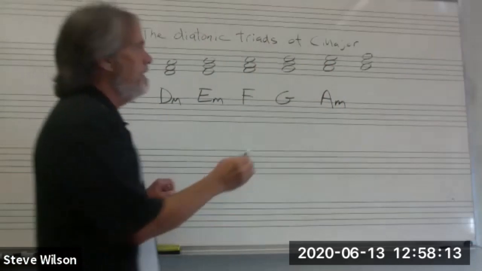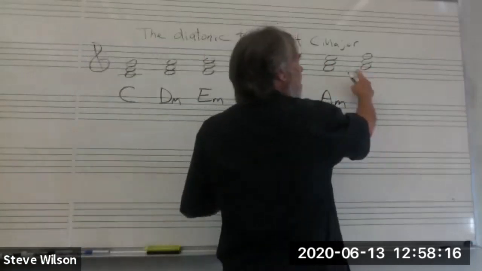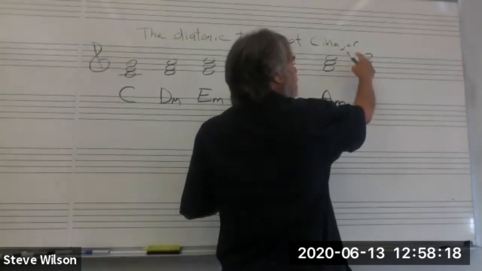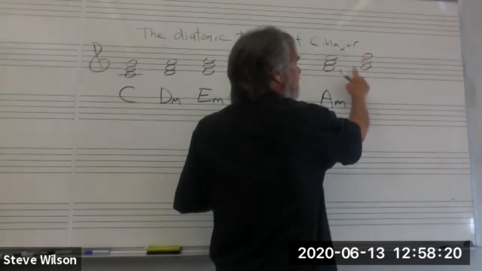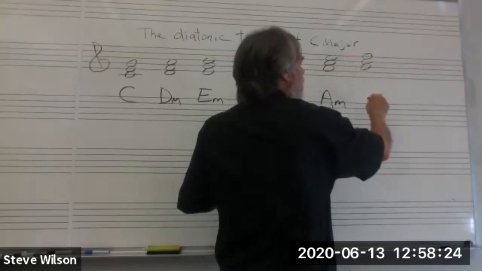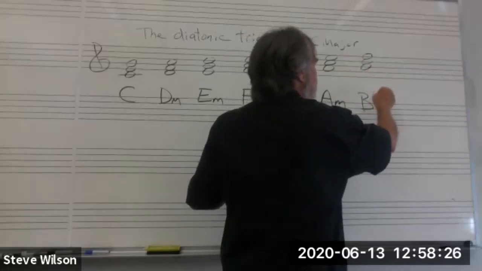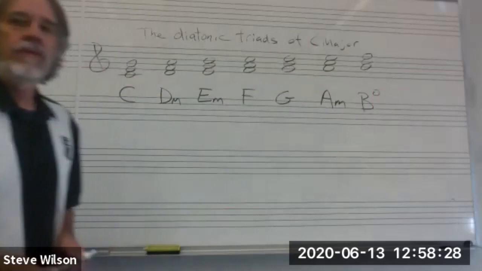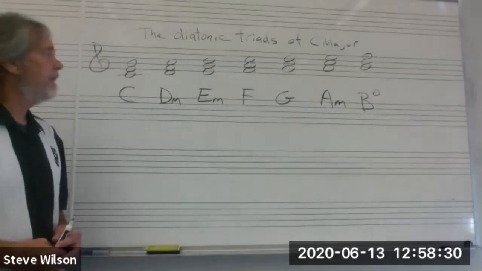And then finally, BDF. If I were in the key of B, this would be a D sharp and this would be an F sharp. Because it's an F natural and a D natural, that's a lowered third and a lowered fifth. That is a diminished triad. So these are the diatonic triads of the key of C major.